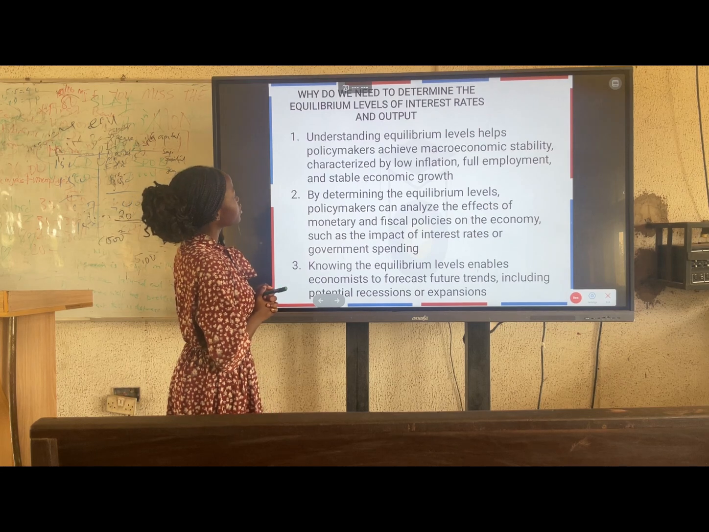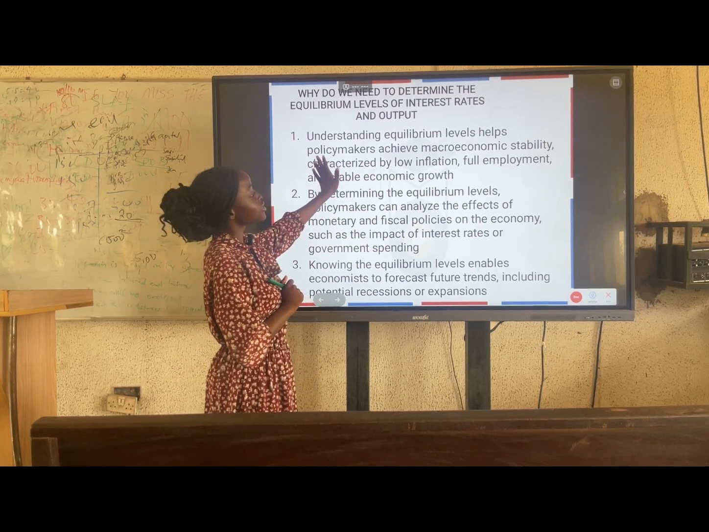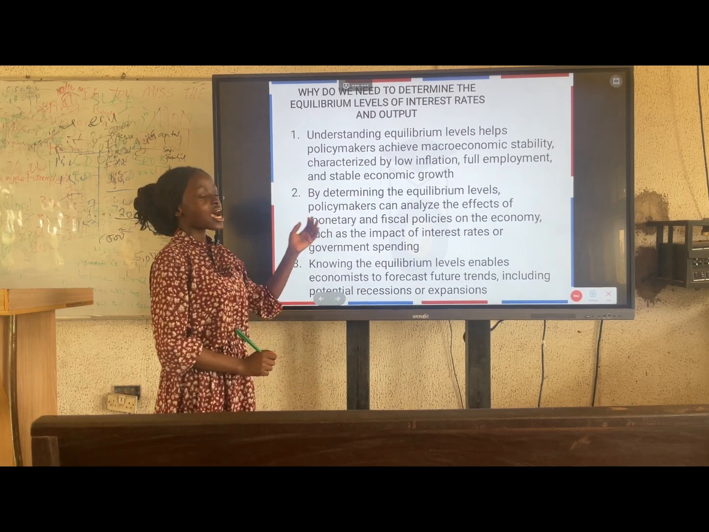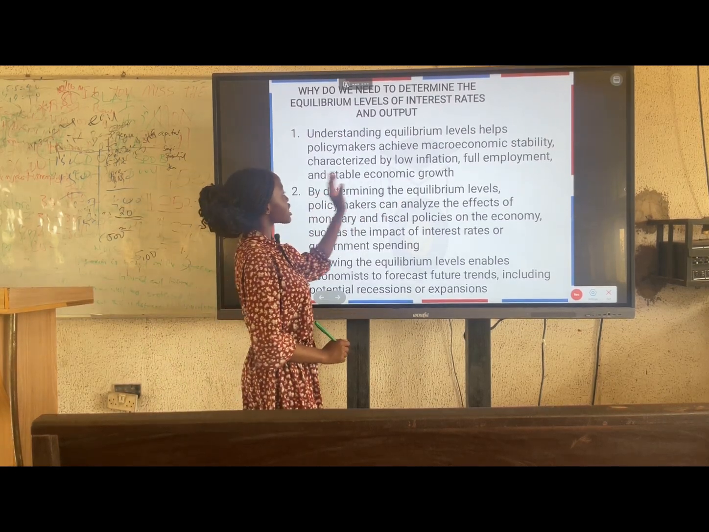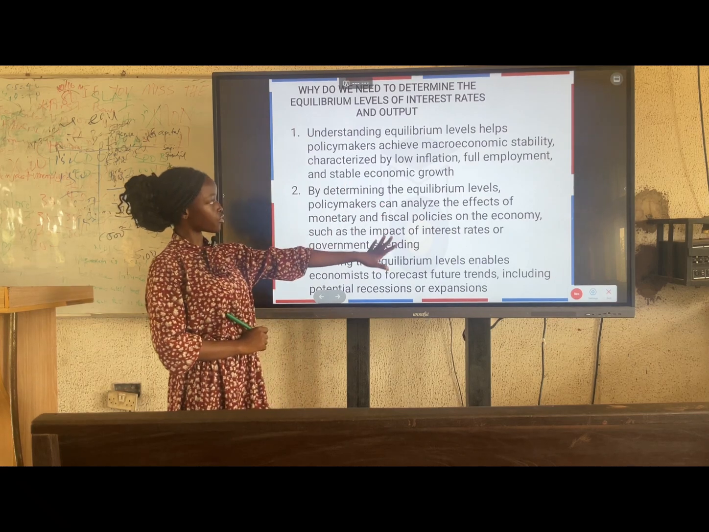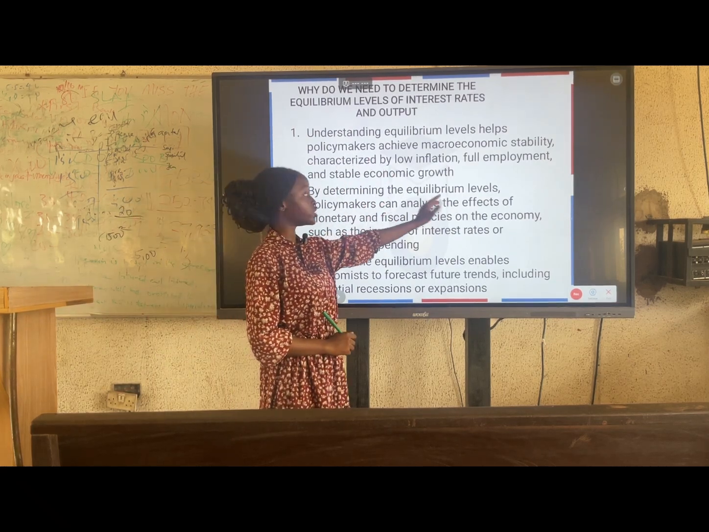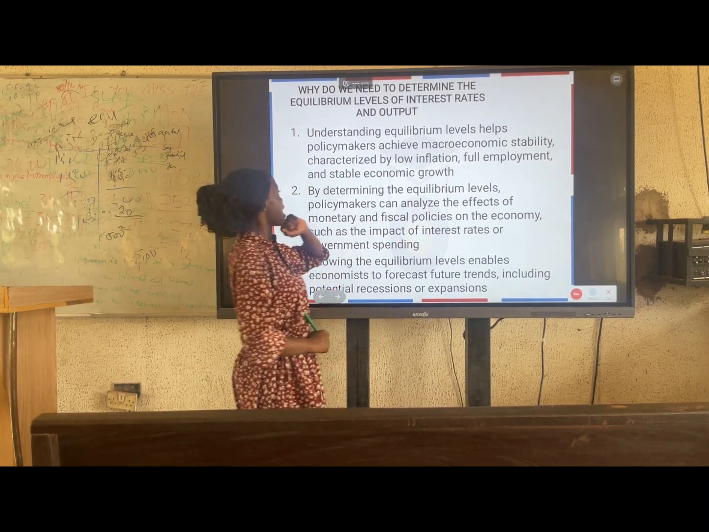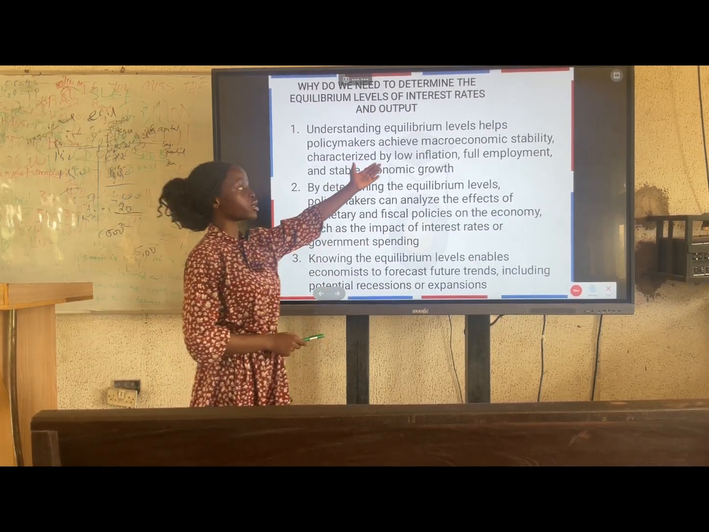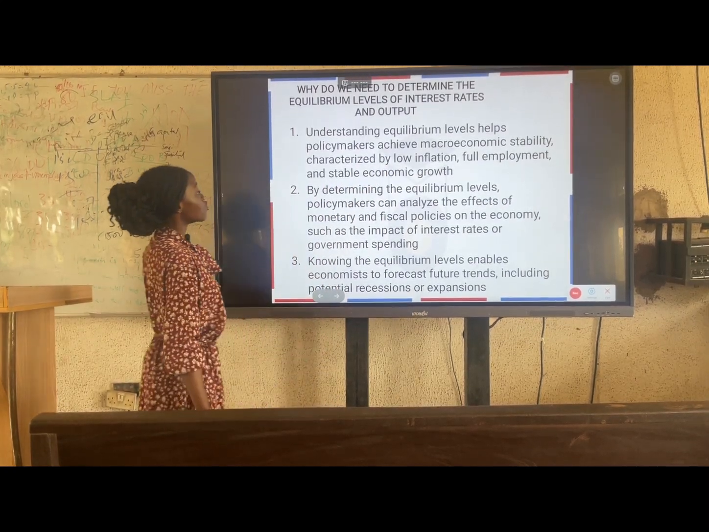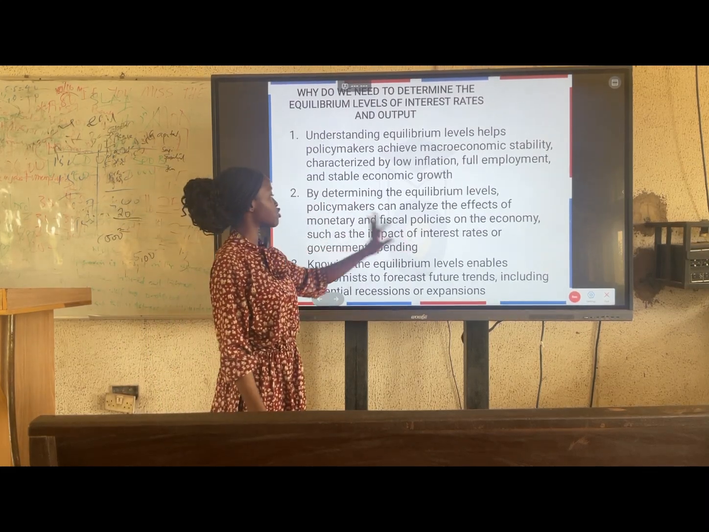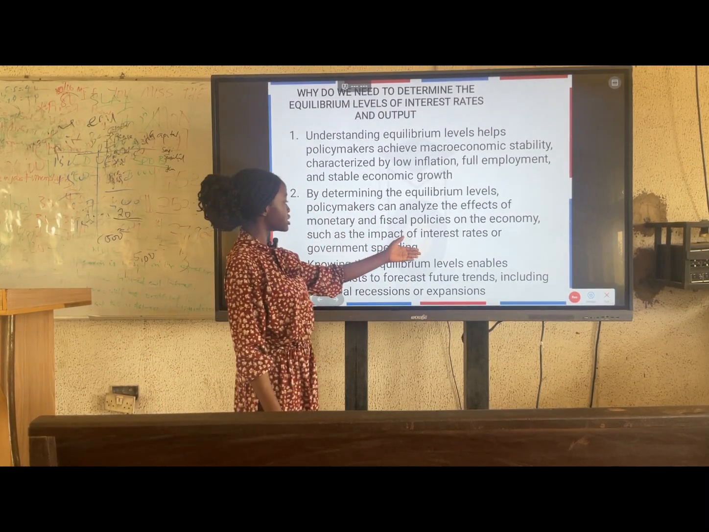We do this in order to help policymakers achieve macroeconomic stability, and this macroeconomic stability is characterized by low inflation, full employment, and stable economic growth. So if there is low inflation, full employment, and stable economic growth, then the policymakers have been able to achieve macroeconomic stability. Also, by determining the equilibrium levels, policymakers can analyze the effects of monetary and fiscal policies.